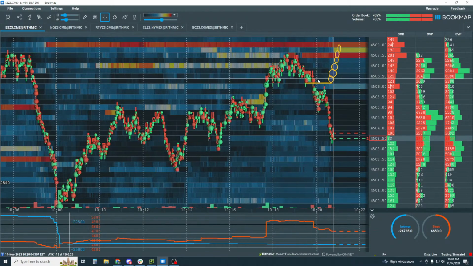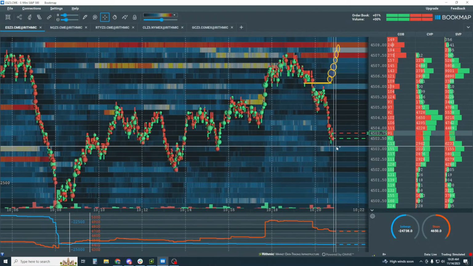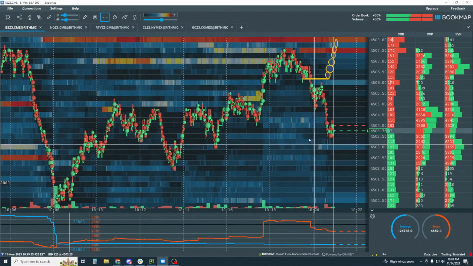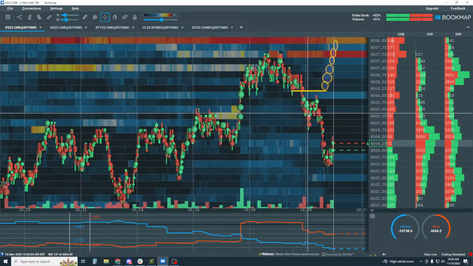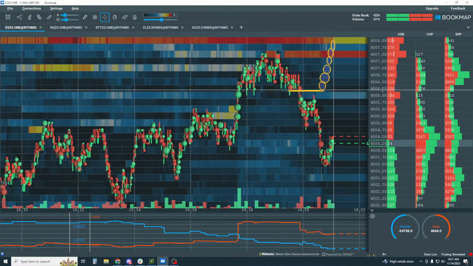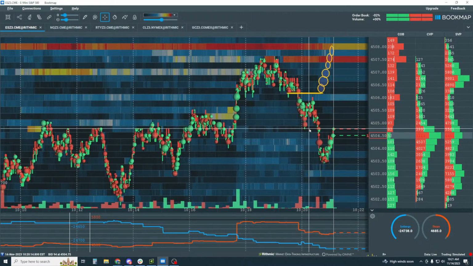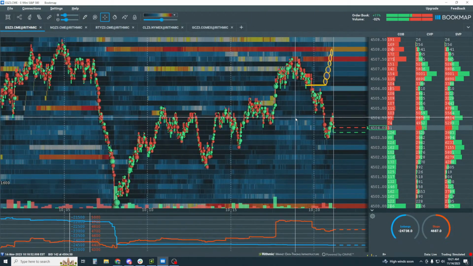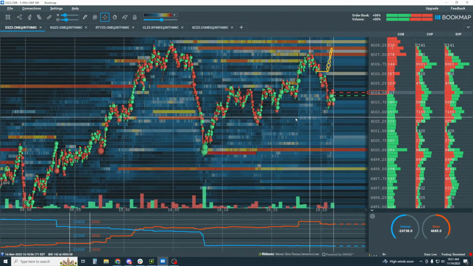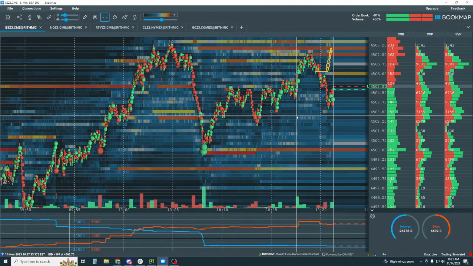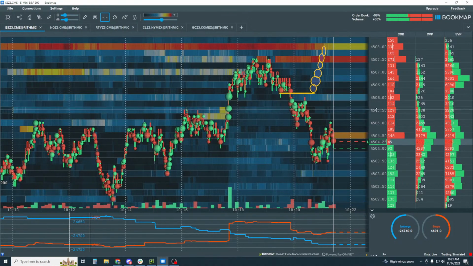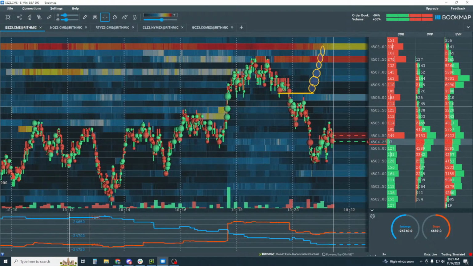All right, so yeah, we avoided that. I think it's going to be kind of tricky in here for the rest of the session. That's okay. I mean, we're here to read the order flow. Let's see other questions in here.